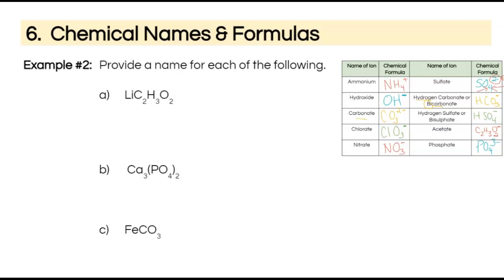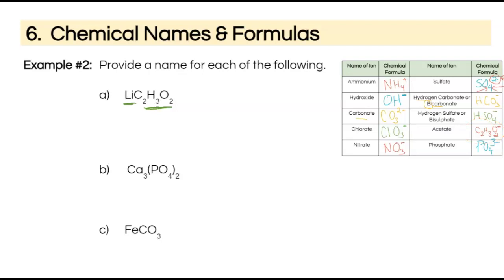Okay, so I can see here that lithium and acetate are together. And where am I getting this bit about acetate? Well, remember, acetate is just on my chart, right? Where is it? Let me find. Here it is. There's acetate, right?